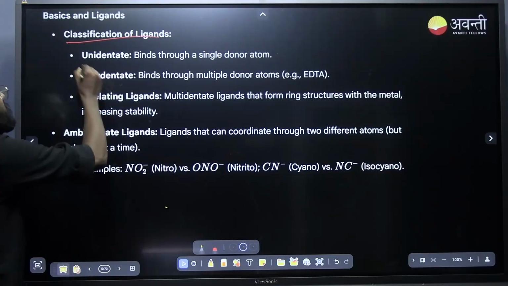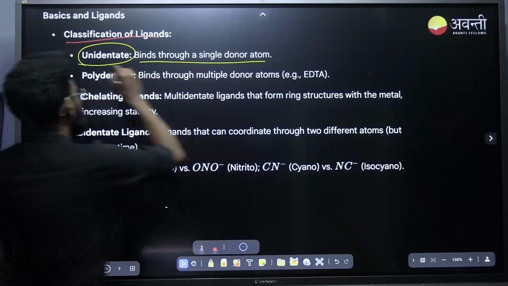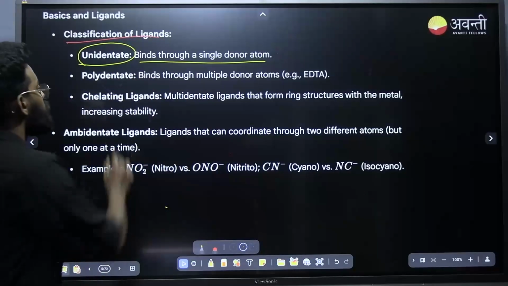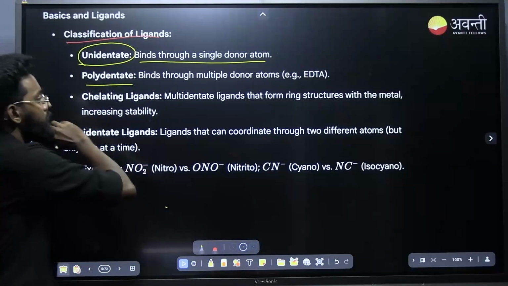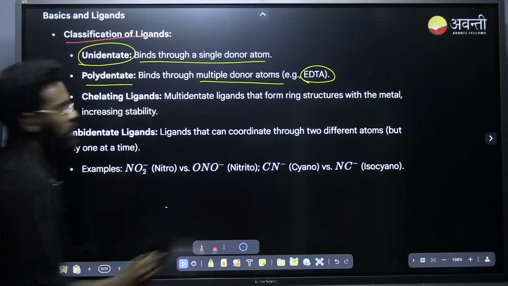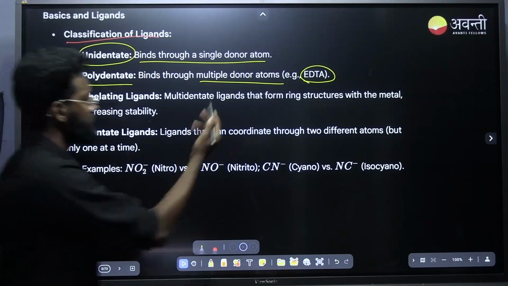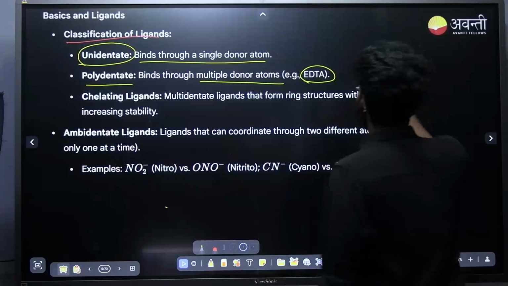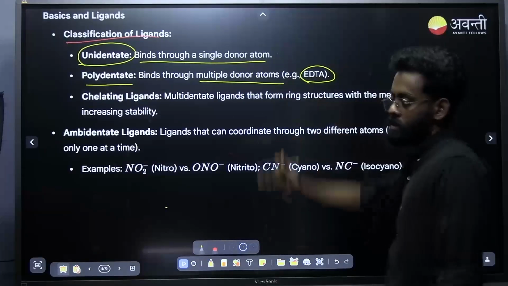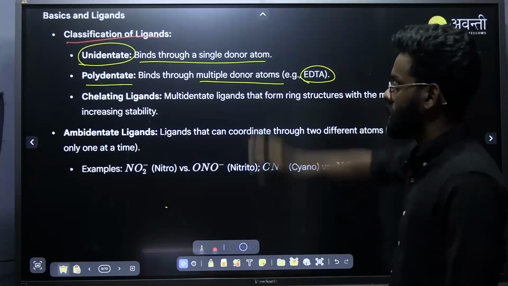If only a single donor atom is present in a ligand, then we will be calling it unidentate. If two or more donor atoms are present, multiple donor atoms, for example EDTA, then we can call those ligands polydentate ligands. The example is EDTA. If you observe EDTA, you can see there are nitrogen donor atoms and oxygen donor atoms. They will be binding to the metal atom.